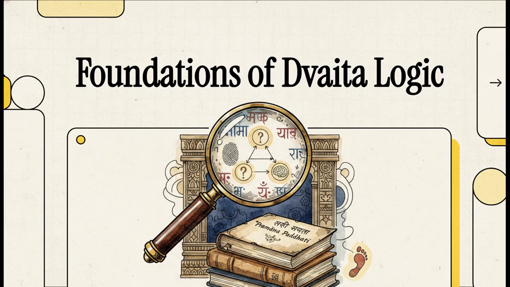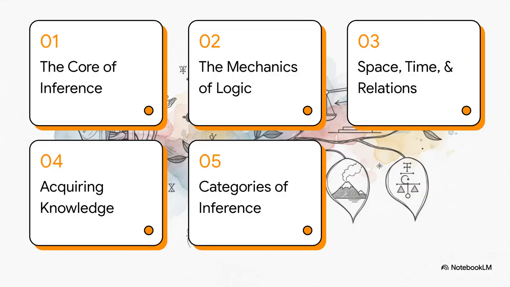We are going to break down the actual building blocks of truth itself. Okay, let's dive straight into this. Here is our roadmap for the investigation. First, we'll hit the core of inference. Second, the mechanics of logic. Third, space, time, and relationships. Fourth, acquiring logical knowledge. And finally, number 5, categories of inference. Pretty straightforward, right? Let's get to it.